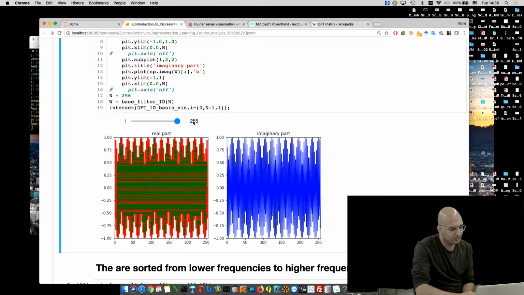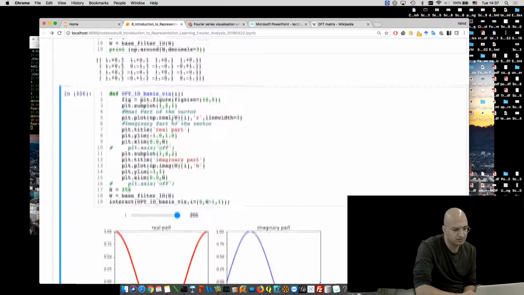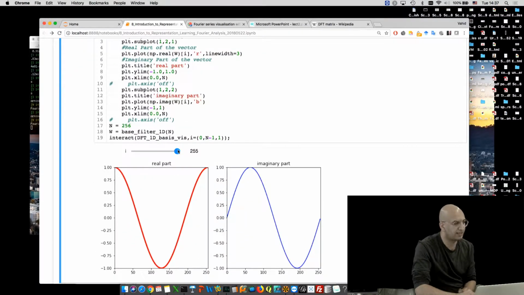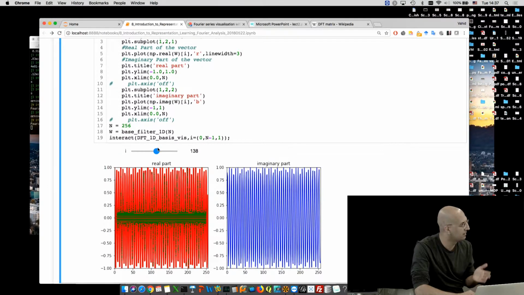So at the end you have very high... okay, it's symmetric, sorry. At the end it goes back to the, so in the middle is the best, the maximum frequency.